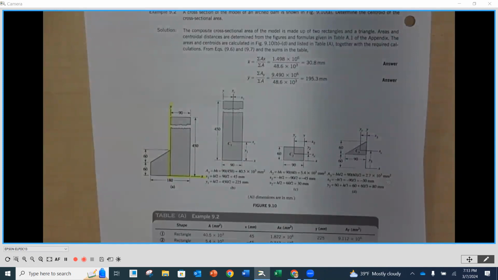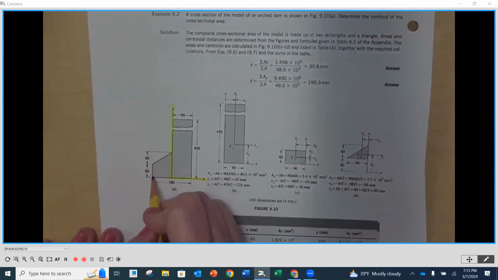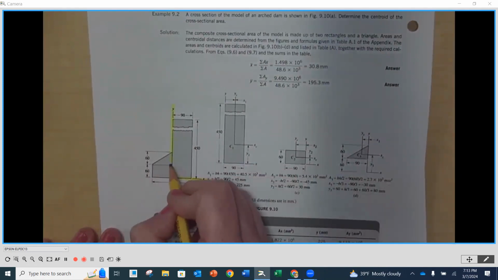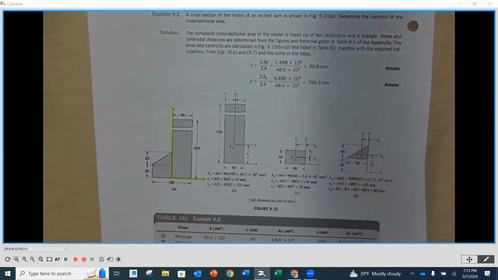We've got this angled surface. We've got another rectangle, so we kind of see a triangle and a rectangle there. And then we've got this tall rectangle. So we've got 3 shapes in this case for our composite, and we want to find where the centroid is of that entire shape.